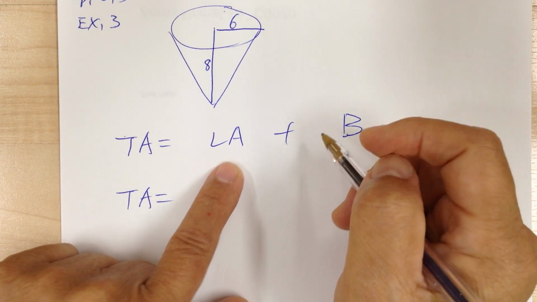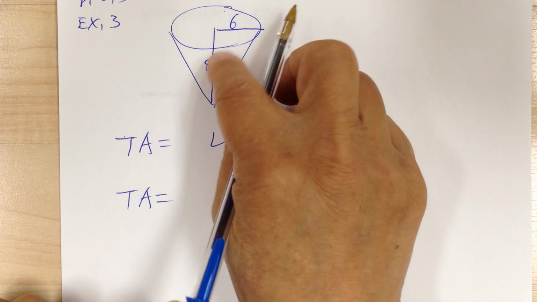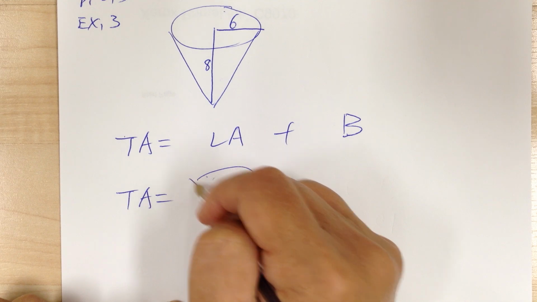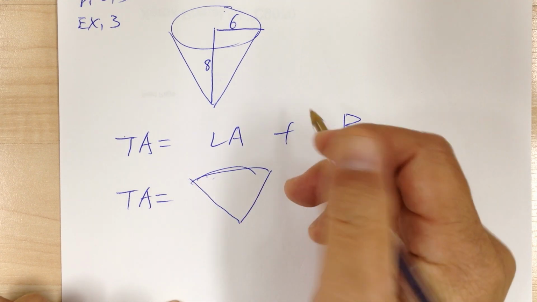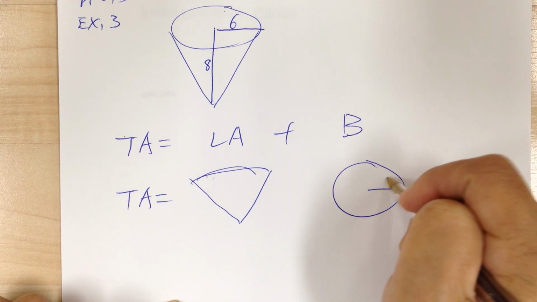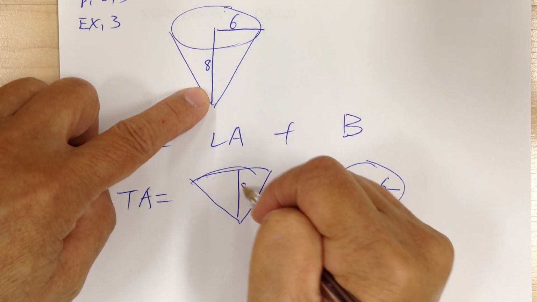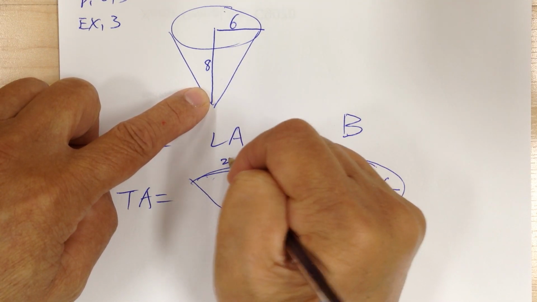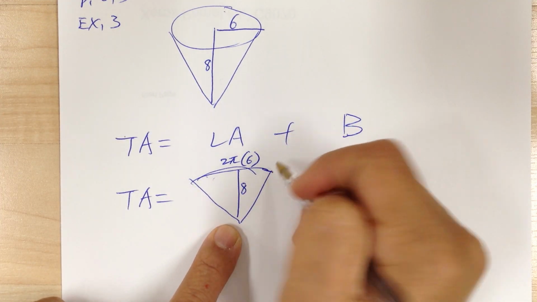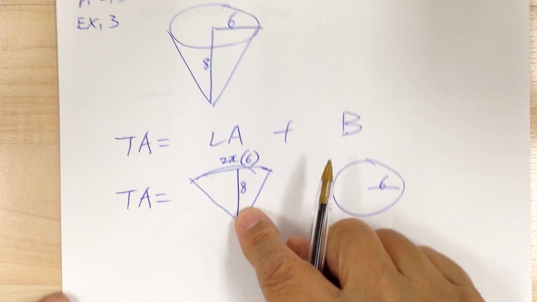So for the LA, if you open this up, it's going to look something like this, and the base is going to be a circle, and the radius is 6. Now when you open these things up, this is 8, and this is going to be 2 pi r. If you cut and open it, the side is going to look something like that.